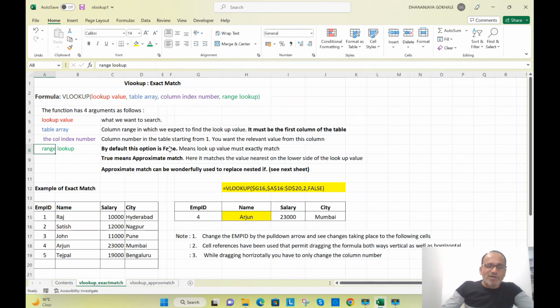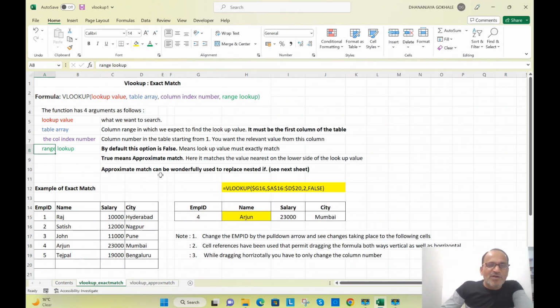That means it's optional. If you don't give the argument, it will automatically assume that you are looking for an exact match. Now, if you type true over there, it means approximate match. Approximate match looks at the value nearest to the lower side of the lookup value. We will look at it in the next sheet. So presently just understand that range lookup has exact match, where you write false and that's the default value, or you write true when you want approximate match.